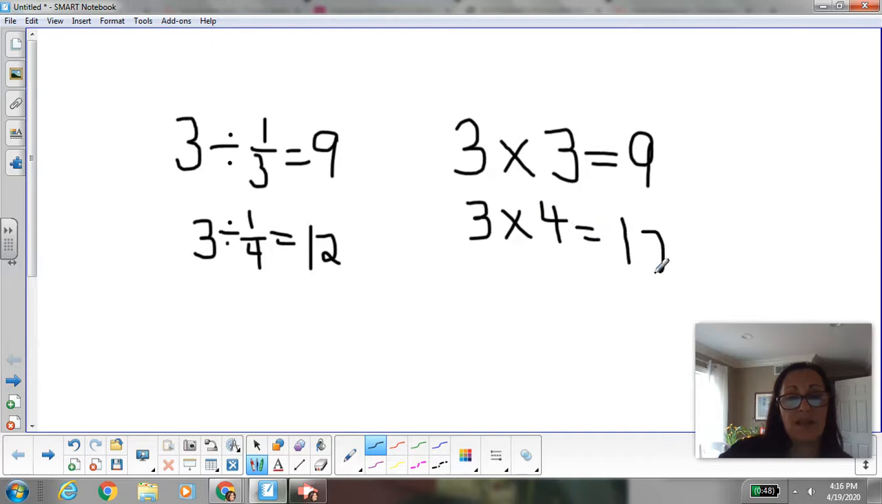So basically, whenever you are dividing a number by a fraction, instead of dividing, what you do is you multiply by the reciprocal. So you keep the dividend the same, and you are going to multiply by the reciprocal of the divisor. And that's it.